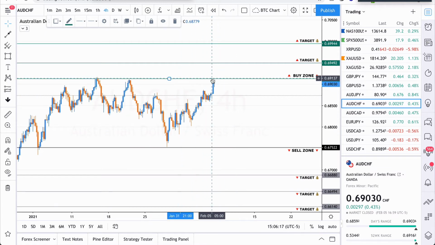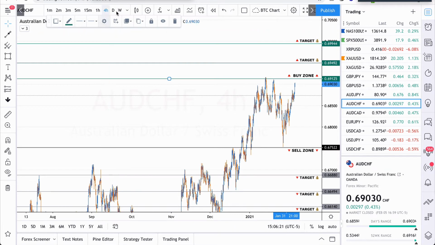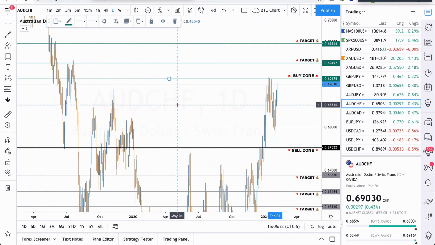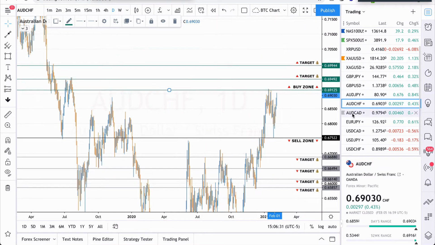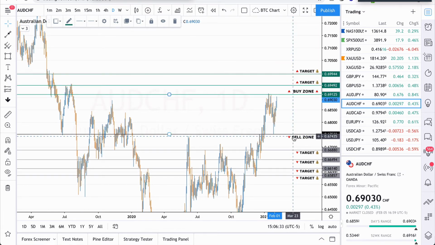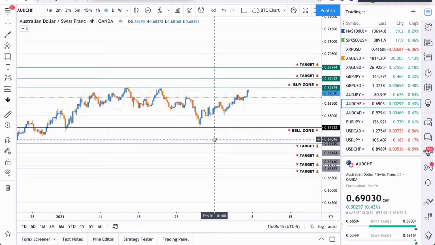So this is your buy zone up to here. You may be able to look for sales right in at this first target. Let's drop down and see what we have.